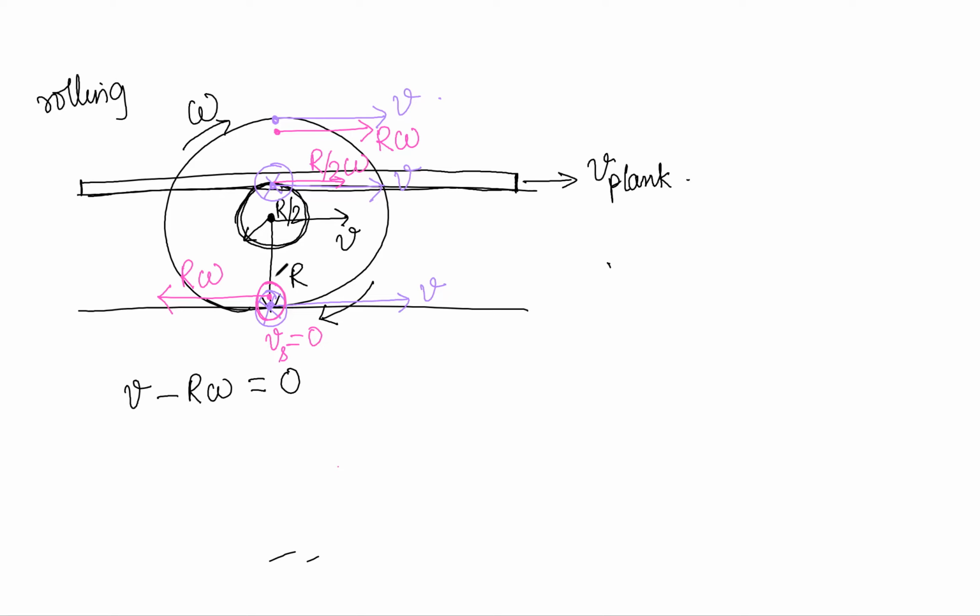The velocity of the object is equal to the velocity of the surface. The velocity of the body is equal to the velocity of the surface. So what is the velocity of my surface? Zero. So the velocity of the body at this point has to be equal to zero.